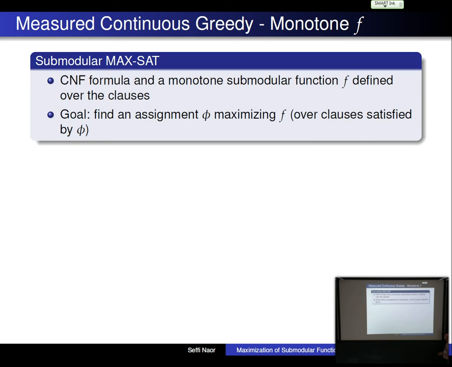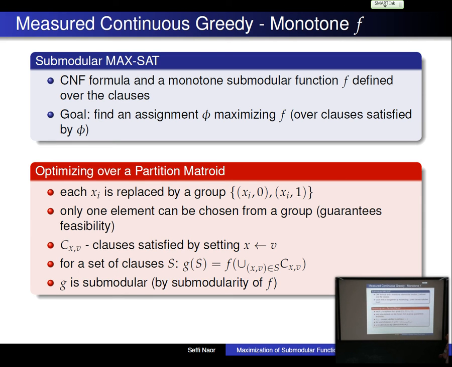So let's see an example. The example is the following. We have the submodular max sat problem. So this is the CNF formula. And we have a submodular function f, which, if we have a subset of the clauses which are satisfied, tells us the value of this subset. And we want to maximize the function f. This turns out to be maximizing a monotone submodular function over a partition matroid.